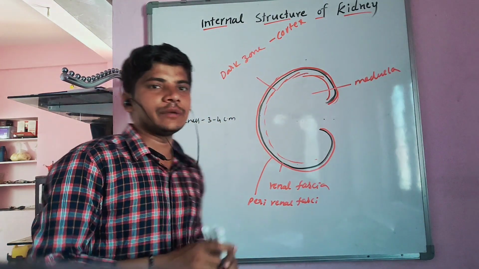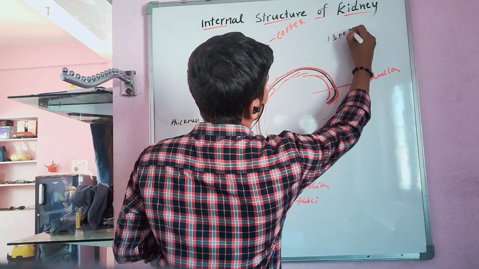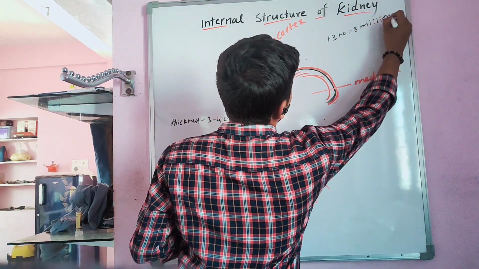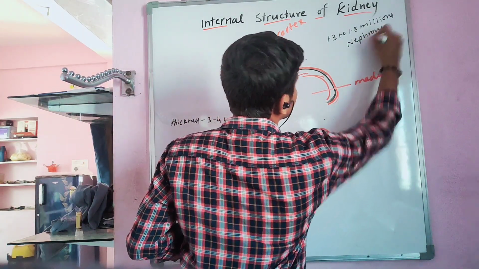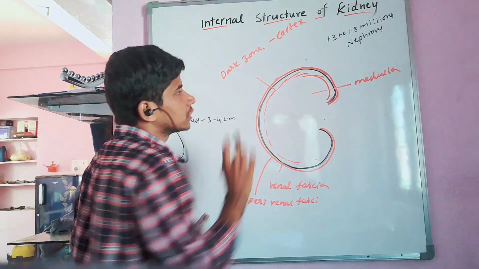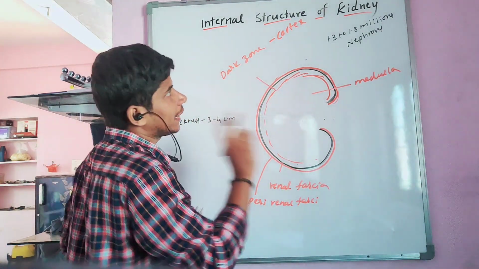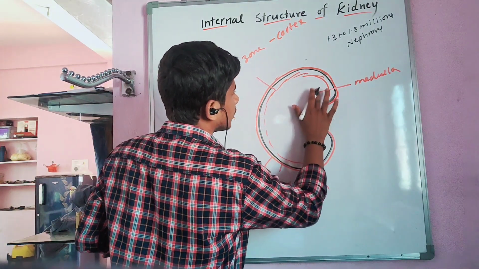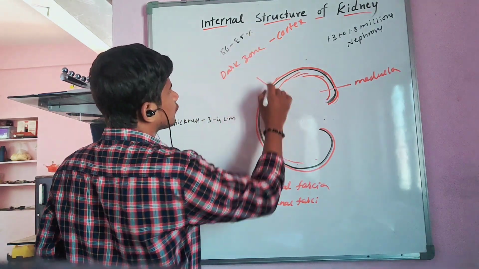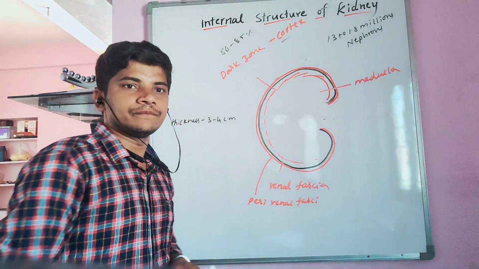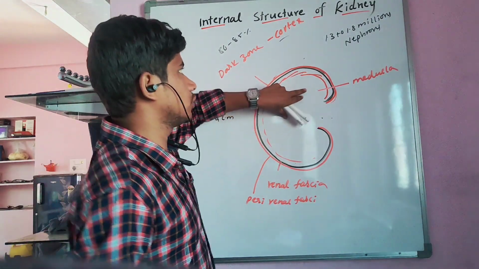Each kidney is made up of nearly 1.3 to 1.8 million tiny structural and functional units called nephrons. Nephrons are the structural and functional unit of the kidneys, and they filter the blood. Nearly 80 to 85% of the nephrons are found in the cortex.